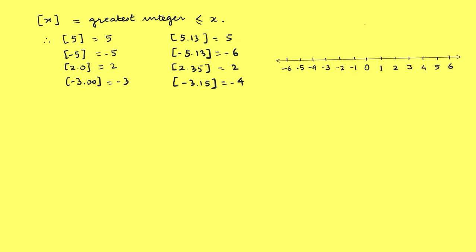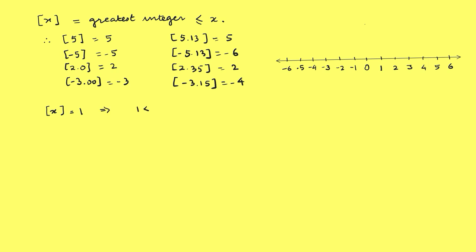If we look at the number line, the first integer to the left of the given number is the value of the greatest integer function. For example, look at the number line. 5.13 is here. So 5 is the first integer to the left. So 5 is the answer. Minus 5.13 is here on the number line, so the first integer to the left is minus 6. For 2.35, which is here, the first integer to the left is 2. And similarly, for minus 3.15, which is here, the first integer to the left of it is minus 4. So this is a graphical way of understanding things.